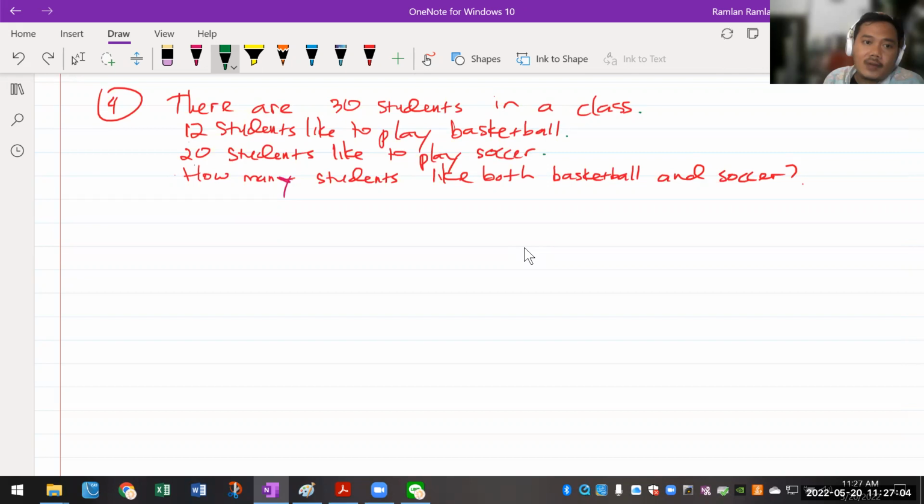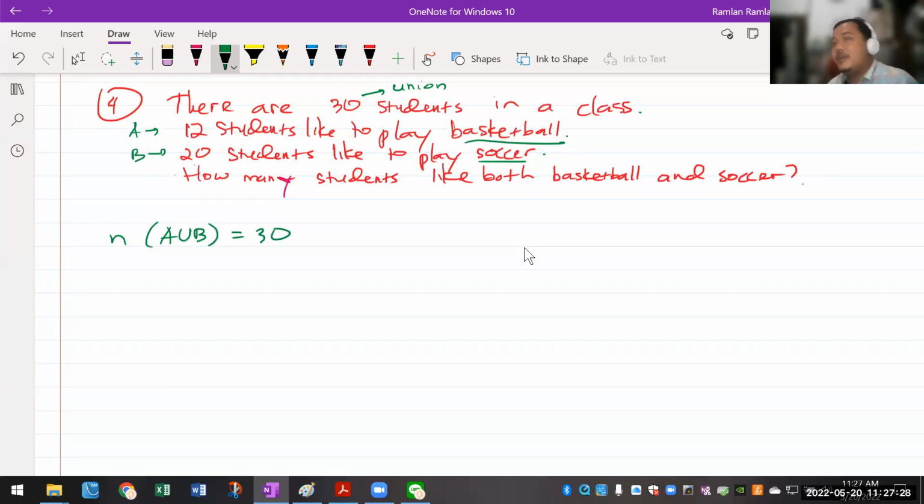When we're talking about the total, it means that it will be the union. So if I have set A and set B, for example this is only basketball and soccer, let's name this set A and this set B. So N(A union B) equals 30, because the total number of students in the class is 30. That's the first one.